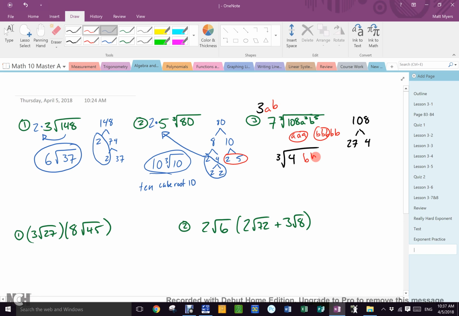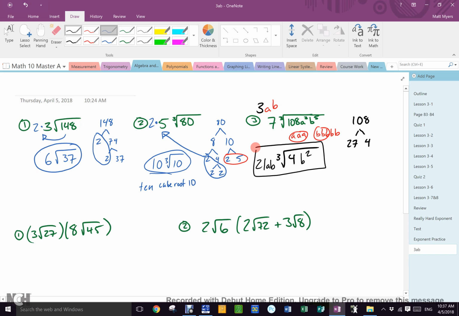B squared. Would a math guy ever write BB? What would a math guy write? B squared. What's out front? 3, A, B. What do you do with all those? Multiply them together. 21AB. Done.